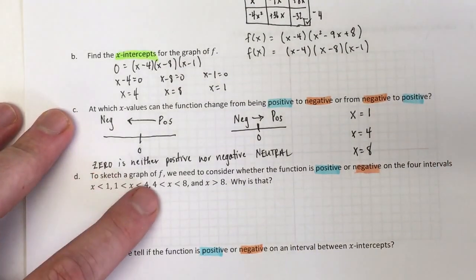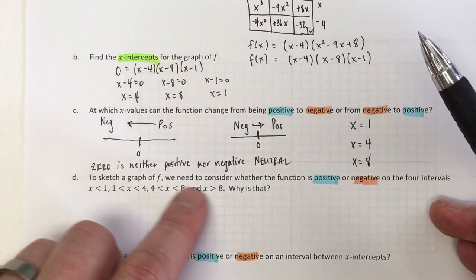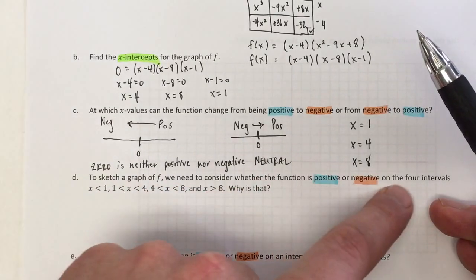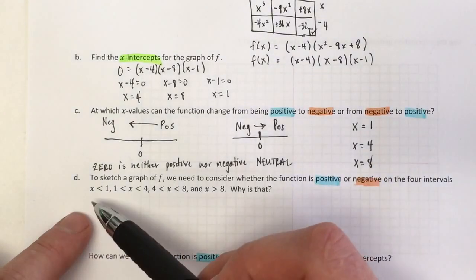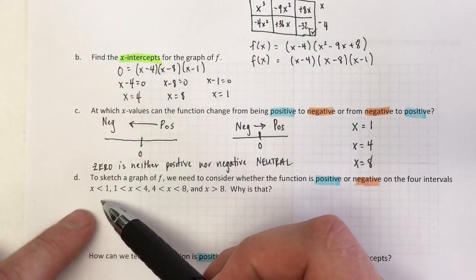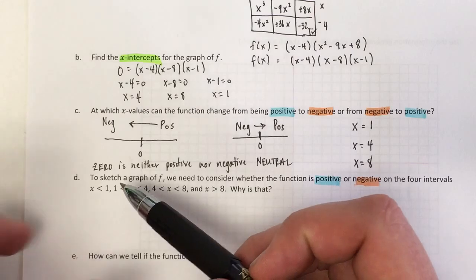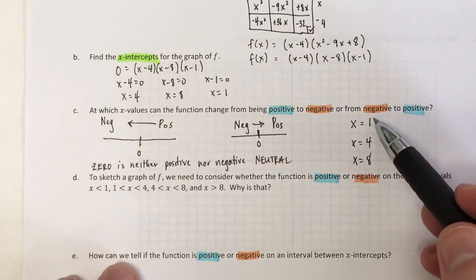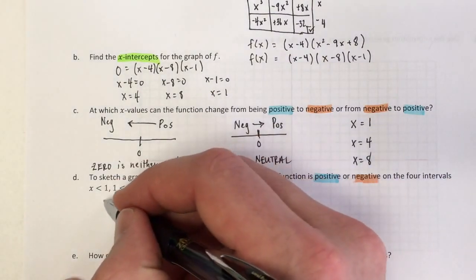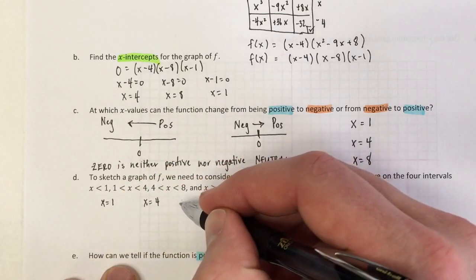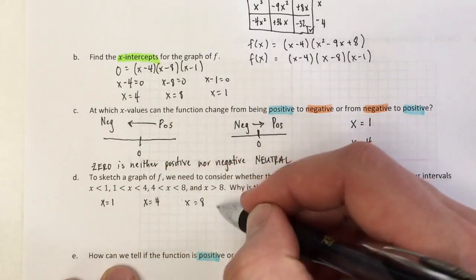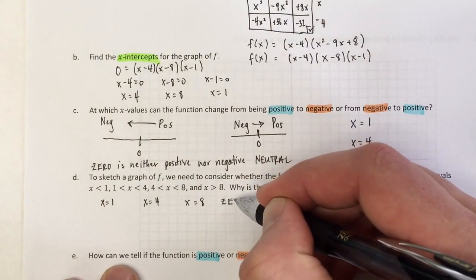And so to sketch a graph of f, we need to consider whether the function is positive or negative on the 4 intervals. Why is that? Well, each interval is going to be either positive or negative, because at the values x equals 1, x equals 4, and x equals 8, we know that each of these would be the zeros.